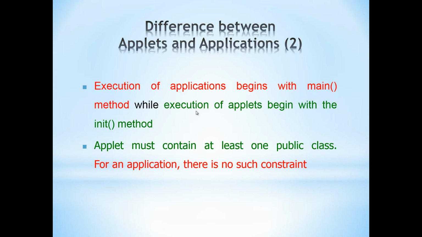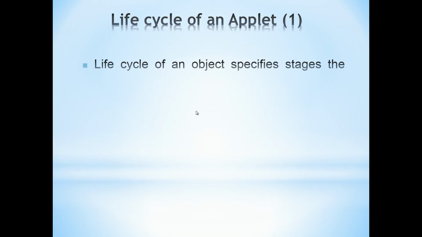You can also write a paint method to initially print some message or some graphics object on the applet. An applet must contain at least one public class. Your class should be public. For an application, there is no such constraint.